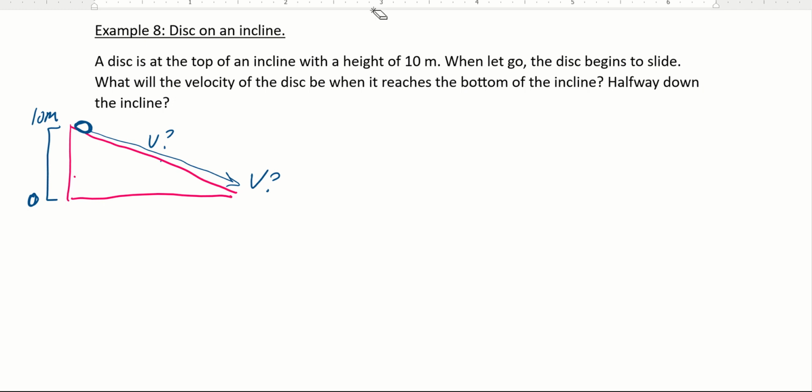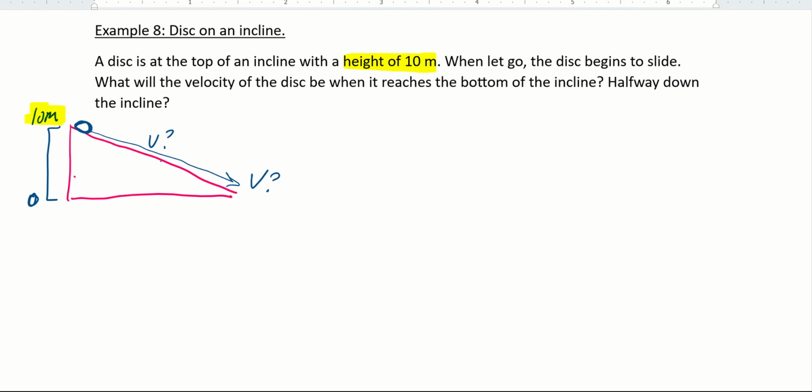All right, so for example 8, we have a disk at the top of an incline. The incline has a height of 10 meters. So that's what I drew over here, that our height is 10 meters.